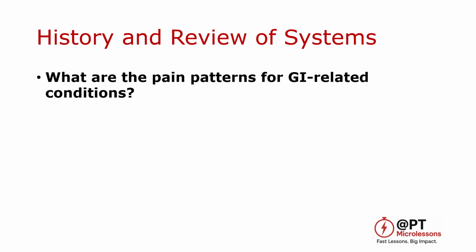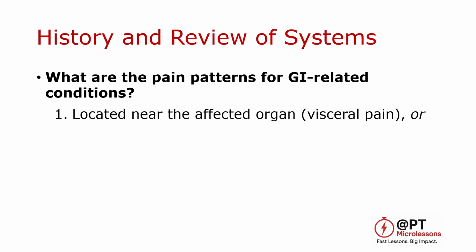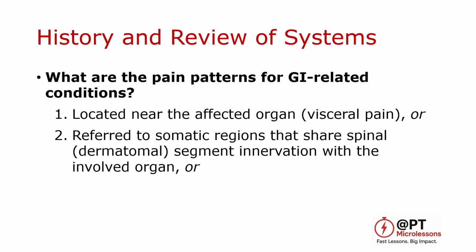Now, let's start with the location of GI pain. GI-related pain can present in a few predictable patterns. First, you may see local pain near the involved organ. This is visceral pain, and is often more diffuse or poorly localized. Second, pain can be referred to somatic regions that share the same innervation of a spinal segment. This is why patients may report pain away from the actual organ.